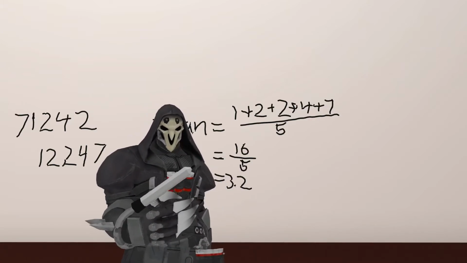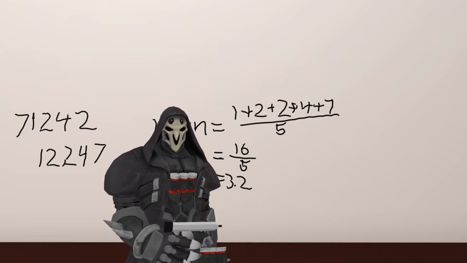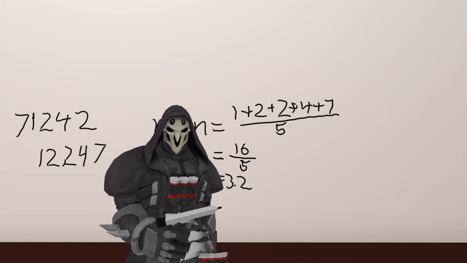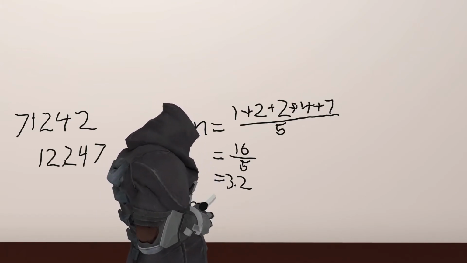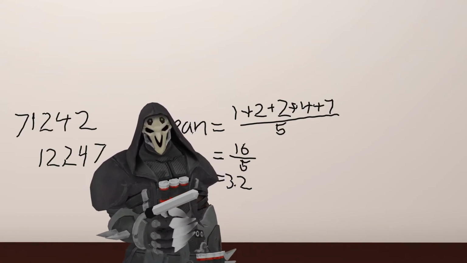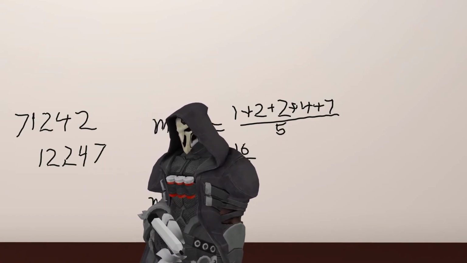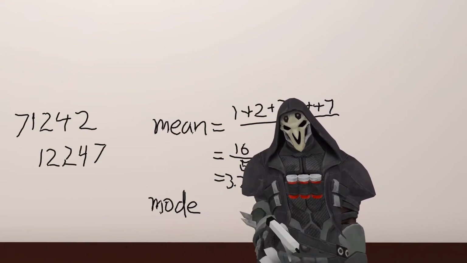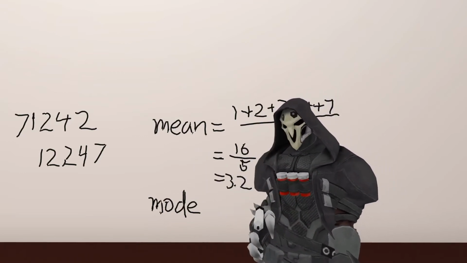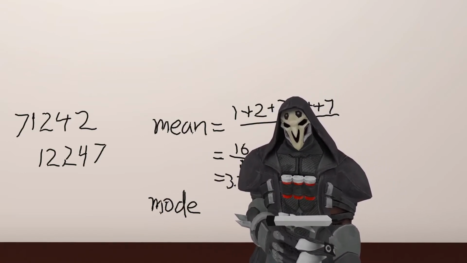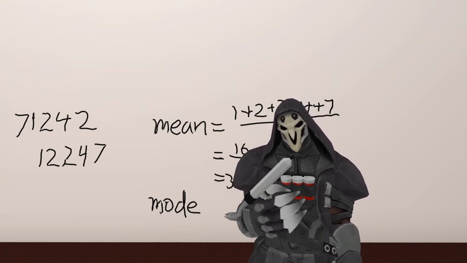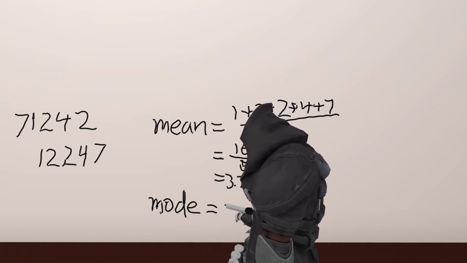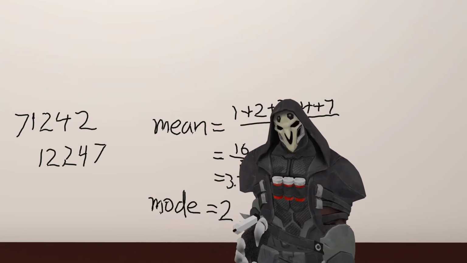It doesn't matter that it's not a whole number. Decimal numbers are correct too. If you don't get a whole number, don't stress. Now, the last thing we're going to work out for this example is the mode. So the mode, which number happens the most? So you can see over there we have two 2's. So that means that the number 2 happens the most. So that is the mode. So the mode is 2.